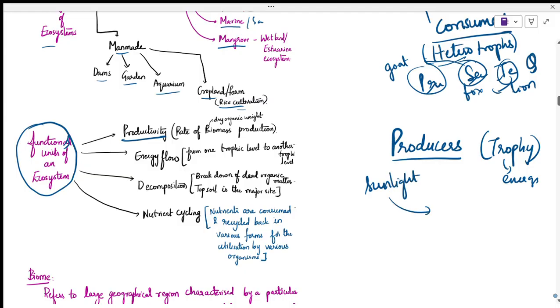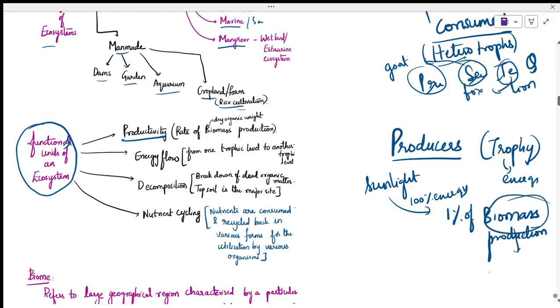So from sunlight, think that there is 100% of energy. These plants will be utilizing up to 1% of energy to make biomass production. Biomass is nothing but a dry weight. For example, in our body, if you remove blood and water, the remaining mass is called biomass. It is nothing but dry organic weight. This biomass production is one of the functions of ecosystem.